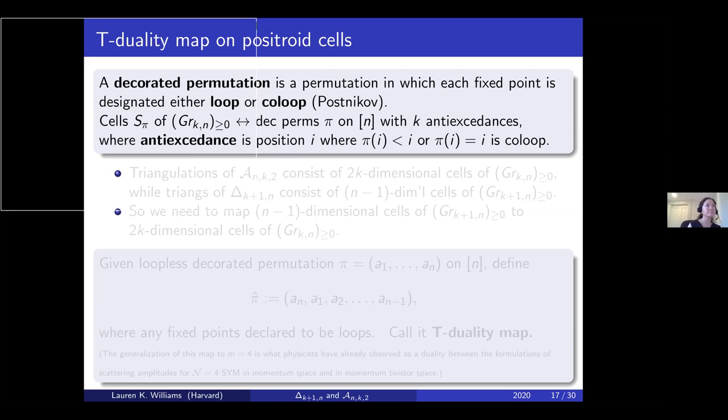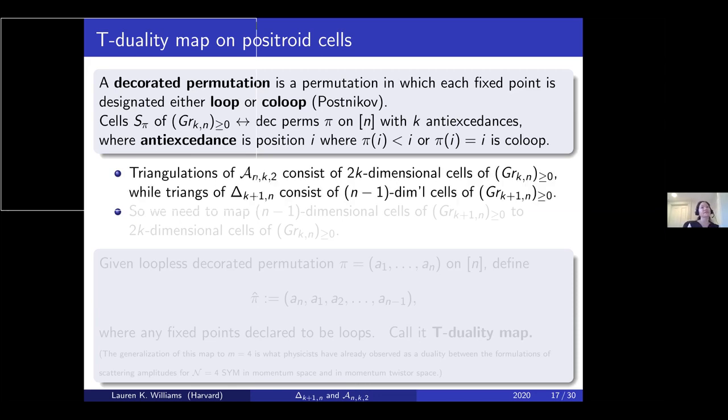Okay, so triangulations of the amplituhedron consist of 2k-dimensional cells of Gr(k,n), while triangulations of the hypersimplex consist of n minus 1 dimensional cells of Gr(k+1,n). So we have to map our n minus 1 dimensional cells of Gr(k+1,n) to 2k-dimensional cells of Gr(k,n).